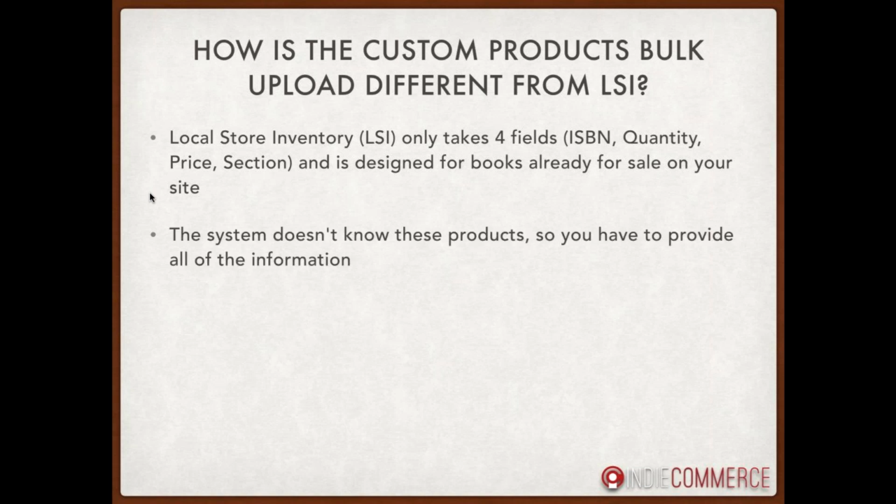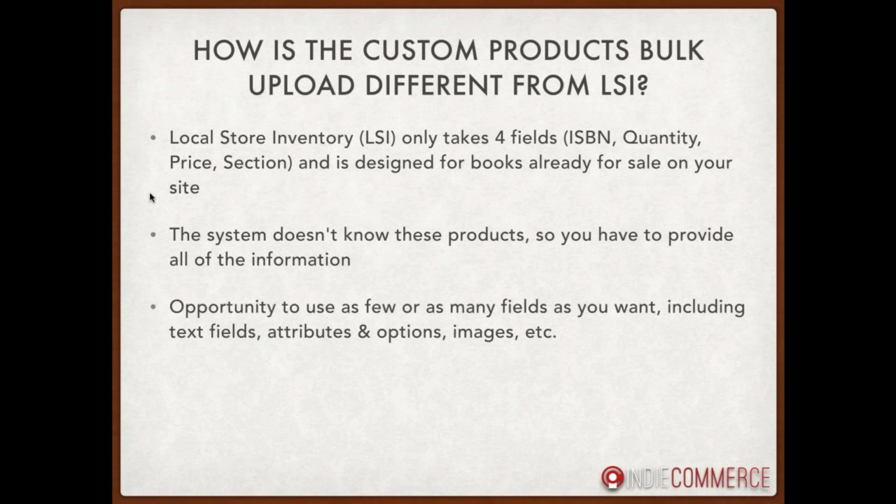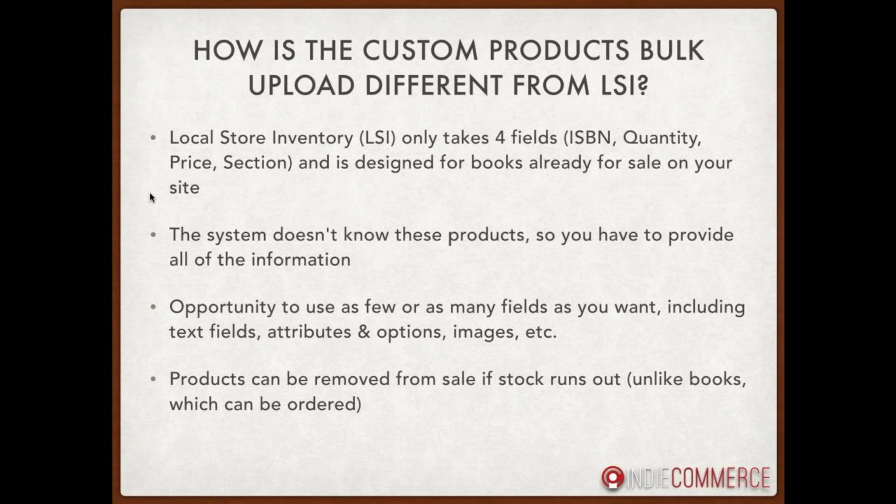In this case, IndieCommerce doesn't know the products that you want to sell. They're new products, so you have to provide all the information for them. This gives you the opportunity to use as few or as many metadata fields as you want. So in addition to providing the title of the product and the price and the image and stuff, you can add other text fields, you can add attributes and options, you can add other images, etc. Also, these products can be removed from sale if the stock runs out, unlike books, which can always be ordered even if they're not necessarily in stock.